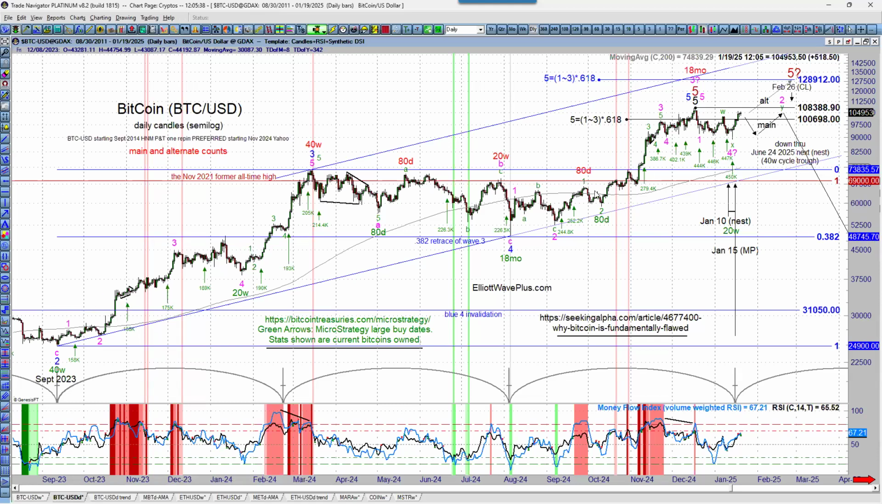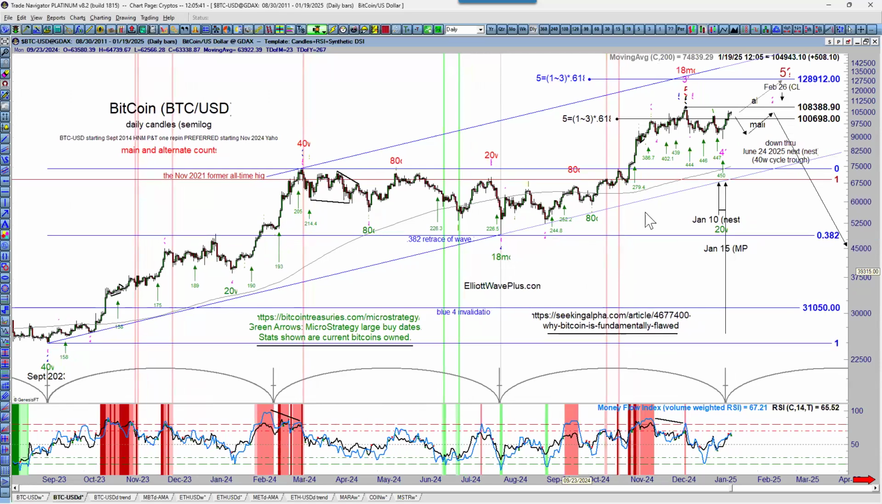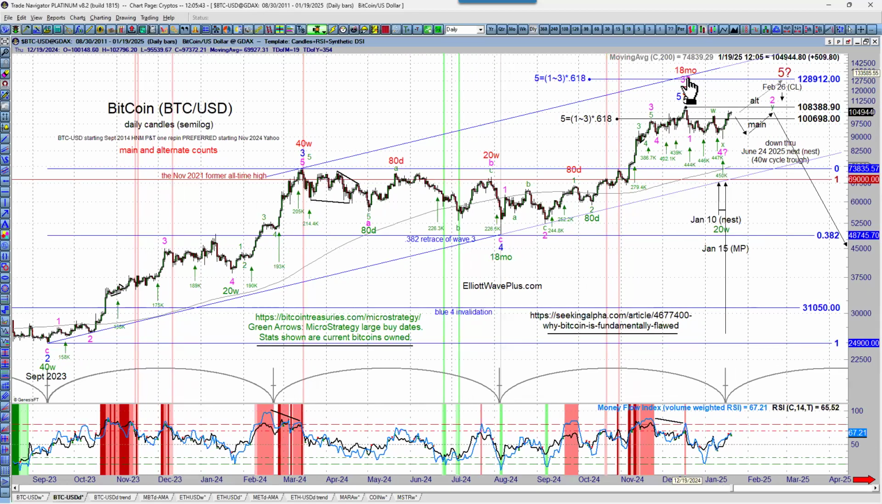And case in point, here's the daily chart on Bitcoin. So Hurst called that an 18-month cycle peak. It looked like we might have gotten a little bit of a five-wave impulse to the downside, but now that's bouncing. And it turned into a sideways slog, and now it's flirting again with that all-time high, which was at 108,388 on Bitcoin. Why would it do that? Why couldn't it naturally move to the downside?